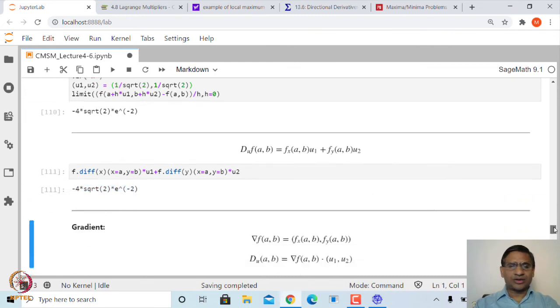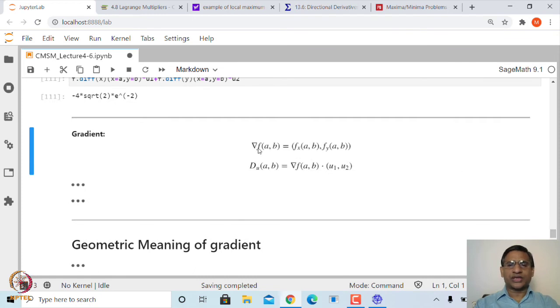Similarly, you can define the gradient of a function. So the gradient of f at (a, b) is denoted by nabla f(a, b). This is read as nabla or del f at (a, b). The first coordinate is the partial derivative of f with respect to x at (a, b). The second coordinate is the partial derivative of f with respect to y at (a, b), and then there is a relationship between the directional derivative and this gradient. So the directional derivative of f at (a, b) in the direction of u is actually the dot product of the gradient with u, right.